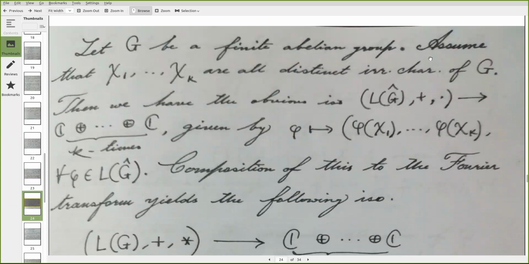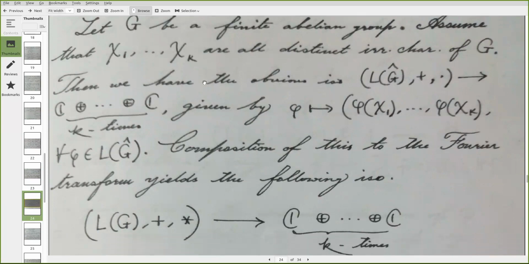As I said, now I will look at the Fourier transform on finite abelian groups from a different perspective. So let's start with a finite abelian group G, and let chi1, chi2, up to chik be all the distinct irreducible characters of G. Since G is abelian, they are all one-dimensional. In particular, they are all homomorphisms from G to S1. And then we obviously have the following.